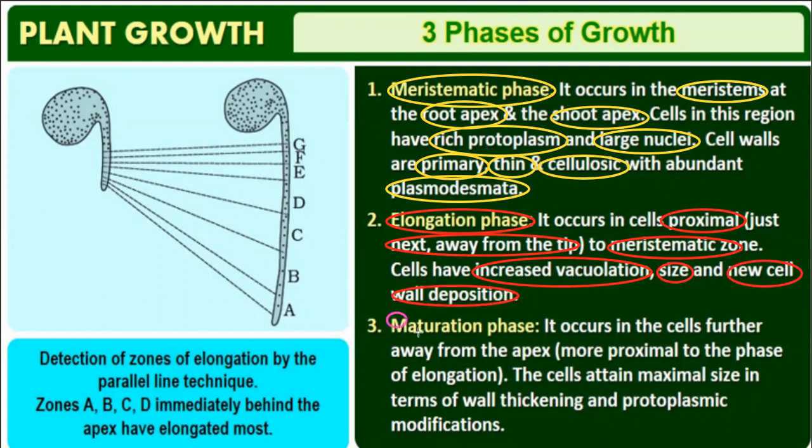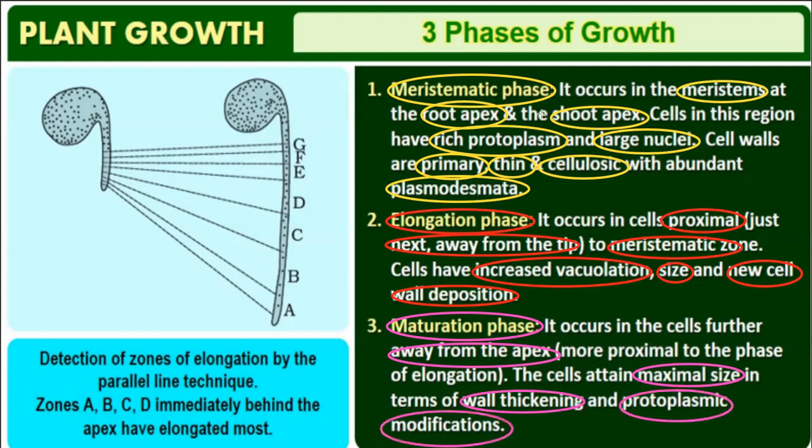The last one in this slide is the maturation phase. It takes place in the cells away from the apex. These cells attain maximal size, in terms of cell wall thickening as well as protoplasmic modification. Is it clear, everyone?